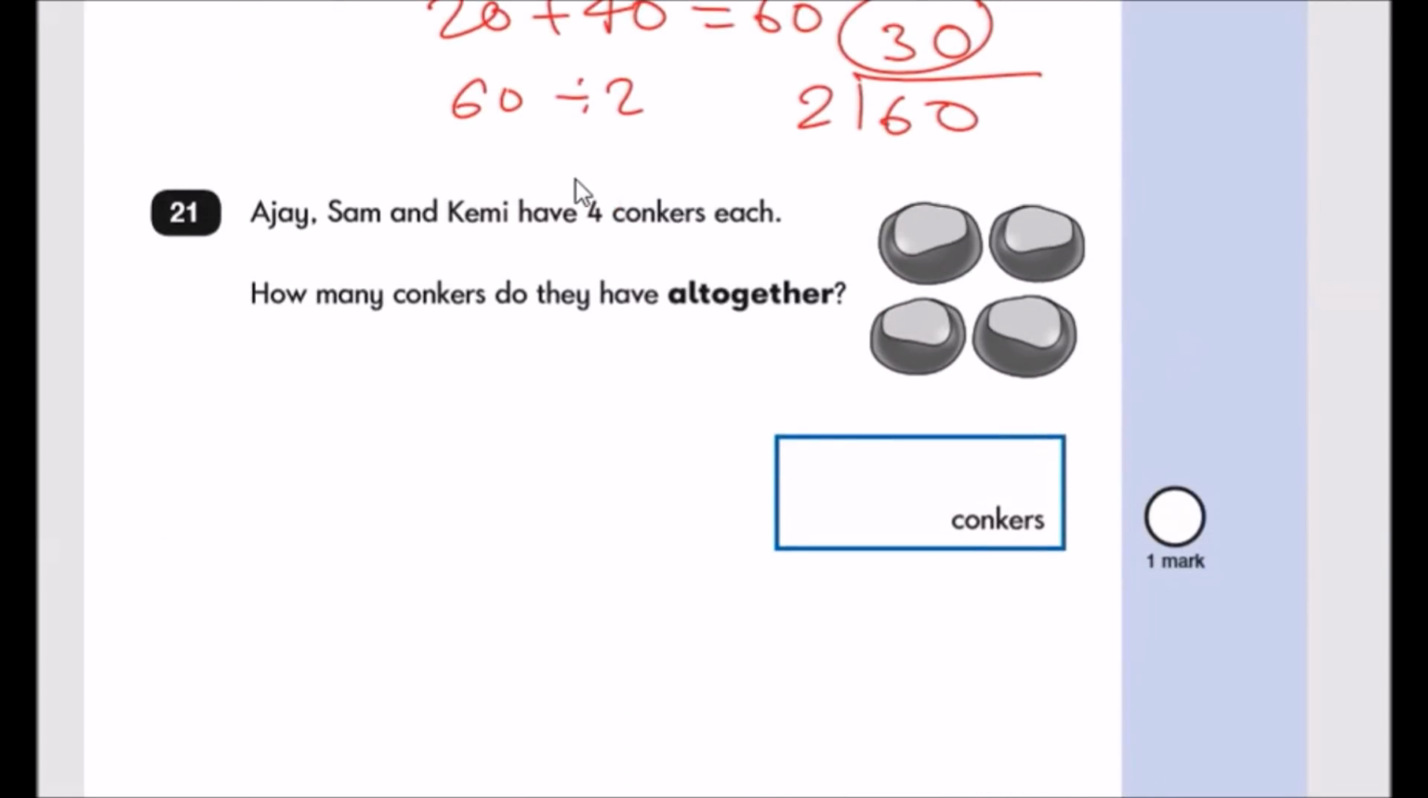Okay, so number 21. AJ, Sam, and Kemi have 4 conkers each. How many do they have altogether? So they have 4 each. So it's 4 plus 4 plus 4. So you got 4, 8, 12.